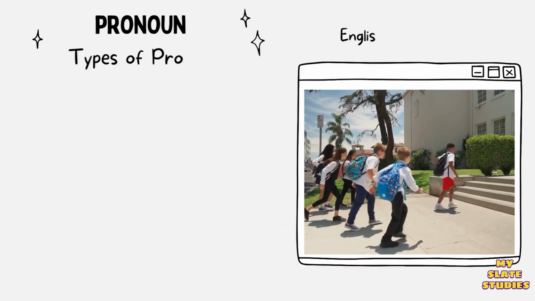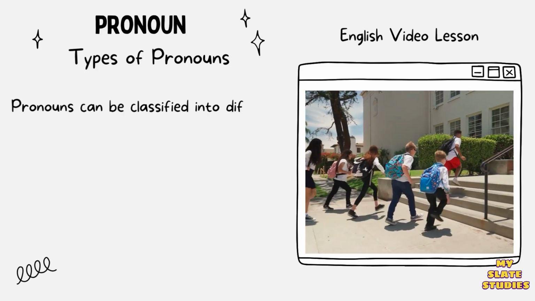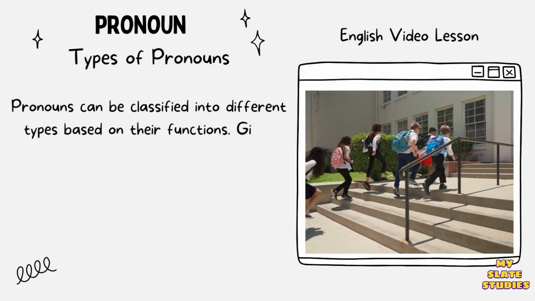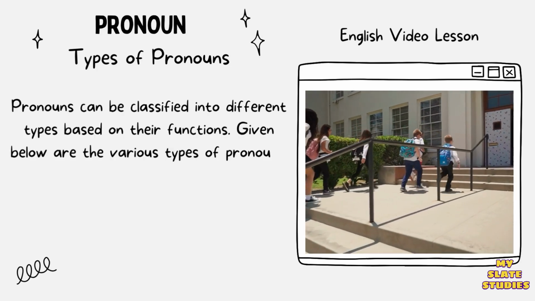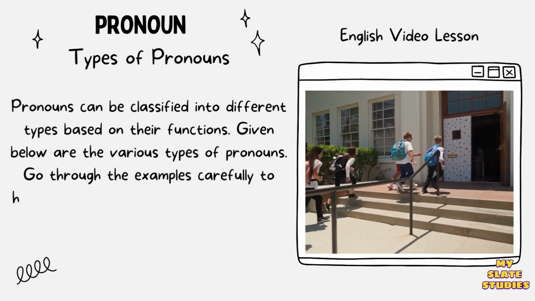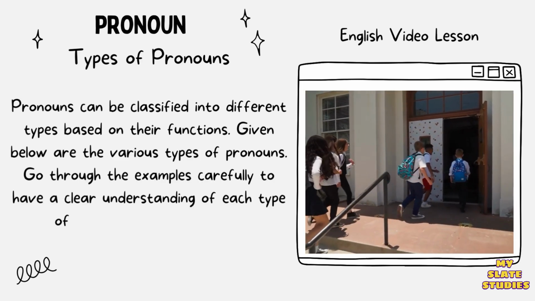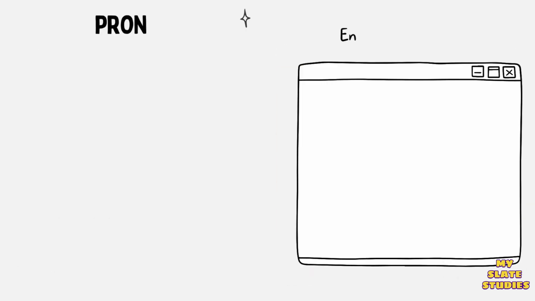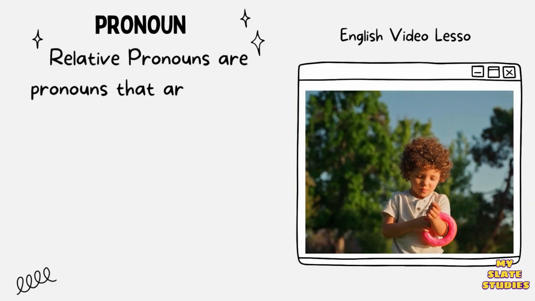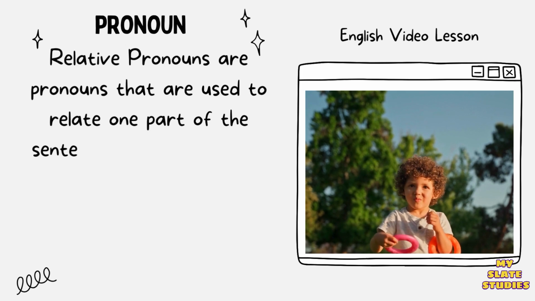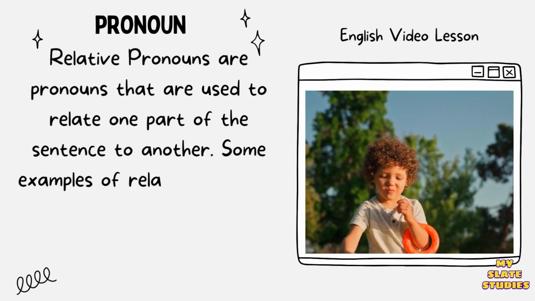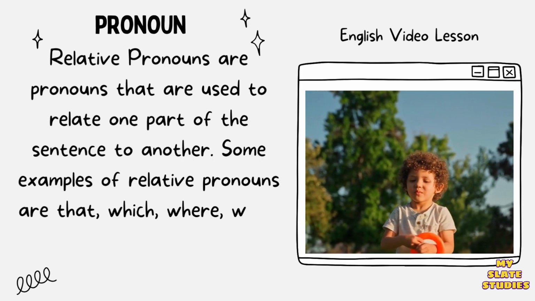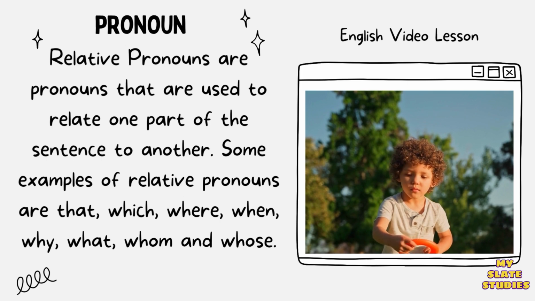Types of pronouns. Pronouns can be classified into different types based on their functions. Given below are the various types of pronouns. Go through the examples carefully to have a clear understanding of each type of pronoun and its function. Relative pronouns are pronouns that are used to relate one part of the sentence to another. Some examples of relative pronouns are that, which, where, when, why, whom, and whose.